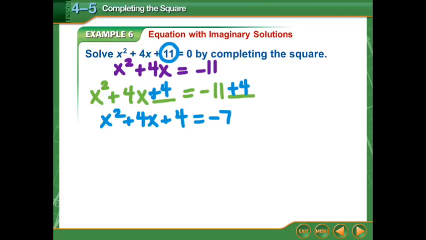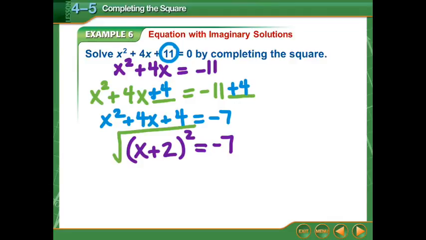So since this is a perfect square trinomial on the left, it's going to factor into a perfect square. It's always going to be an x. The number that goes in parentheses is always the number before you squared it. So 4 divided by 2 was 2. Okay, equals negative 7. So now we're going to take the square root of both sides. So on the left-hand side, I have x plus 2 equals. On the right-hand side, I'm going to have plus or minus the square root of negative 7.